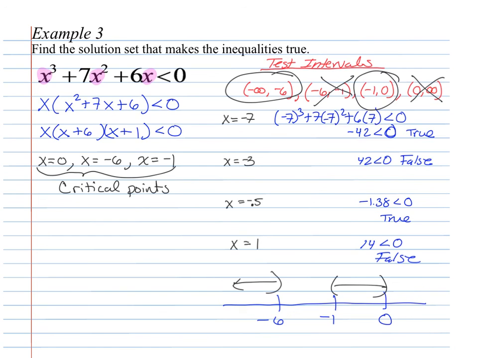If I write this as my solution set, my answer would be negative infinity to negative 6, union negative 1 to 0.